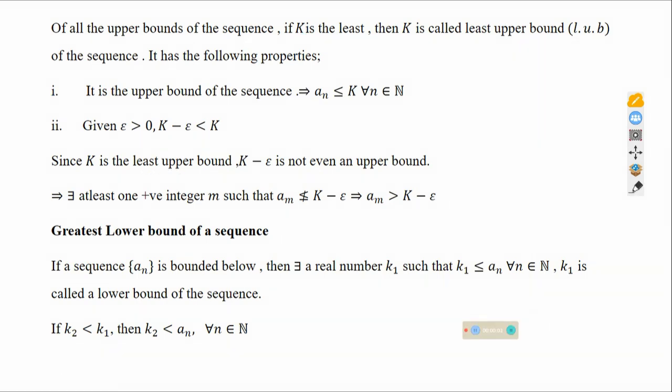Now, having looked at the least upper bound, let us also talk about the greatest lower bound of the sequence. Last time we also talked about a sequence being bounded below.